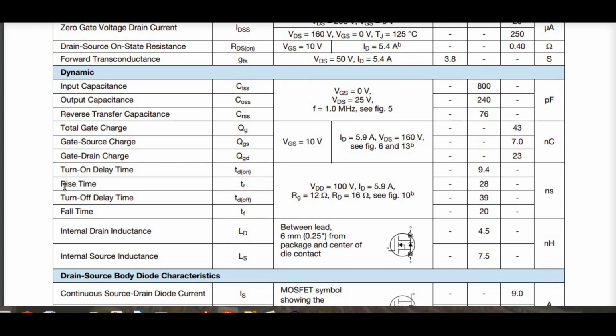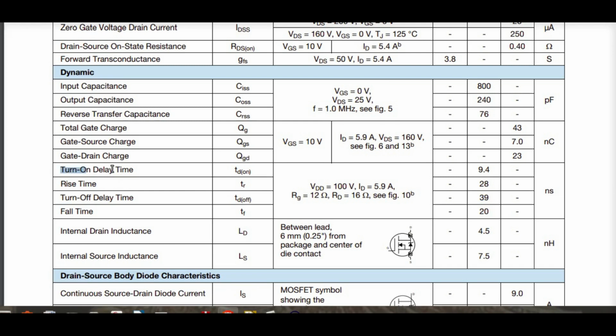And then rise time is 28 nanoseconds. So once the pulse is applied to the gate, within 28 nanoseconds the gate to source will be switched on. Turn off delay is 39 nanoseconds, that is, after removing the pulse to the gate, the device will take 39 nanoseconds to turn off.